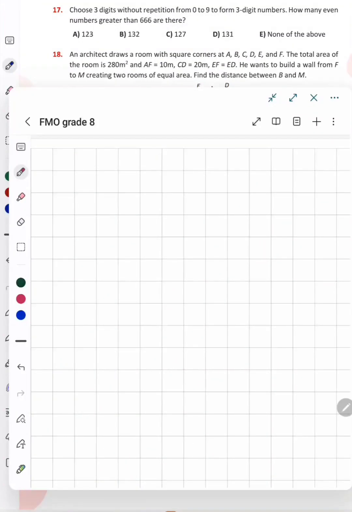Question number 17. Choose 3 digits without repetition from 0 to 9 to form 3-digit numbers. How many even numbers greater than 666 are there?